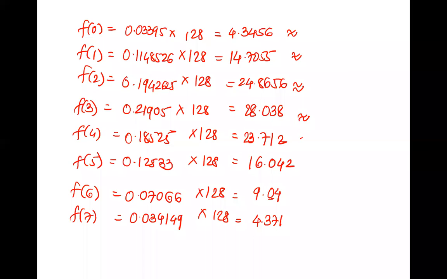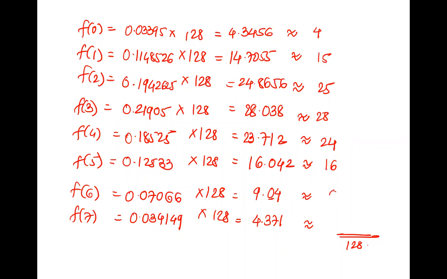So you will round them up so that the total frequency will be again 128. Okay. So where will we round it up to? 4. Here it will be 15. It goes to 25. That will be 28. This is 24. This is 16. This is 9. And this can go to 4. Can you just add them and see whether it is 128 or not?